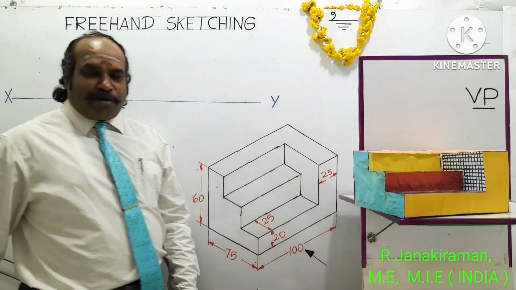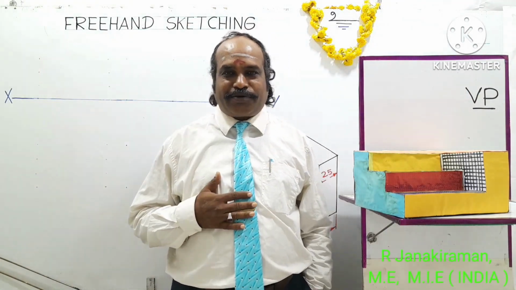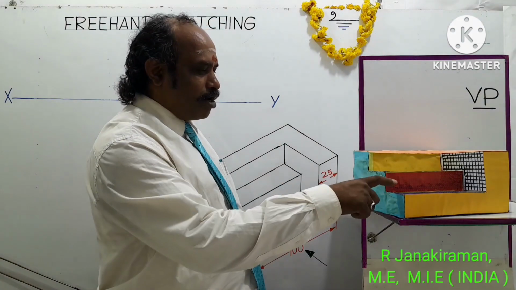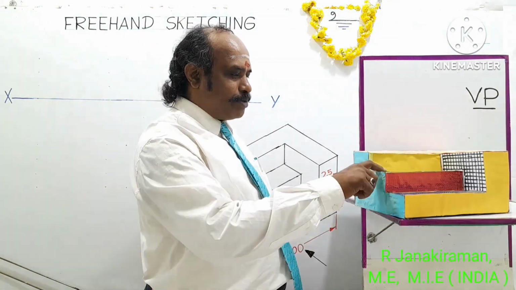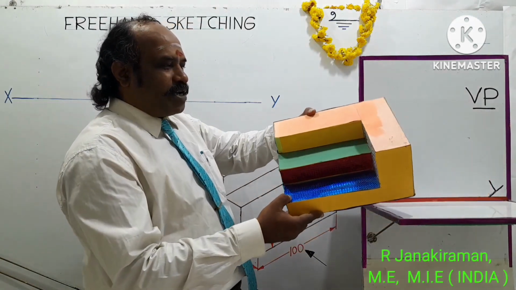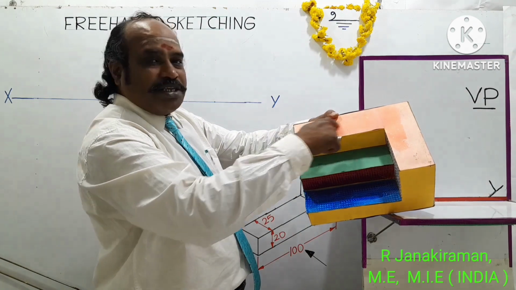Welcome. The topic is freehand sketching on the subject engineering graphics, applicable for students studying BTech first year. Look at this stepped component having step 1, step 2, step 3. The top surface here has an L shape, shown orange in color.